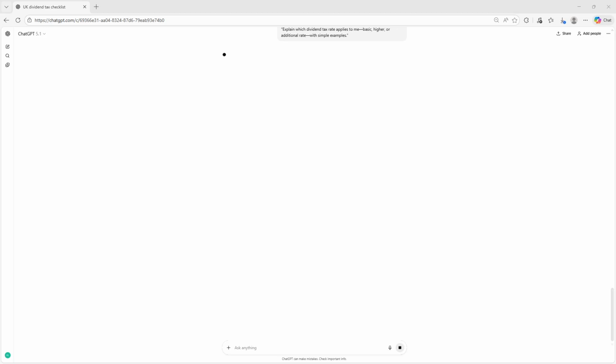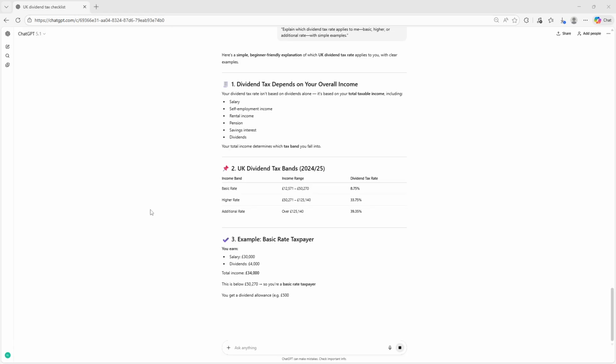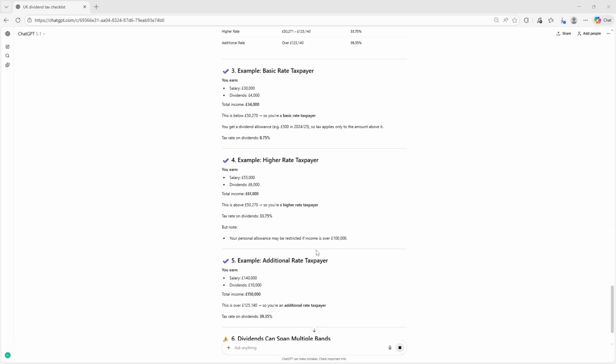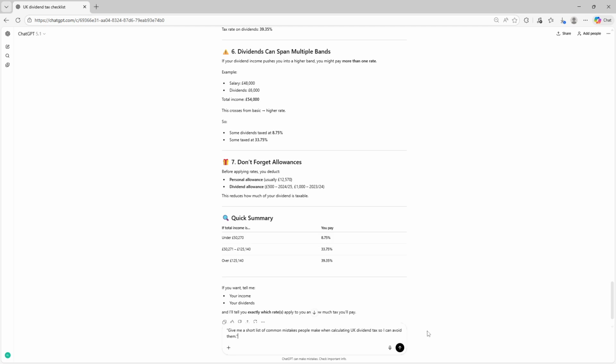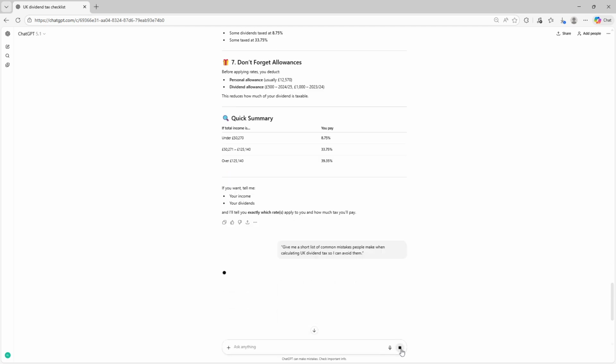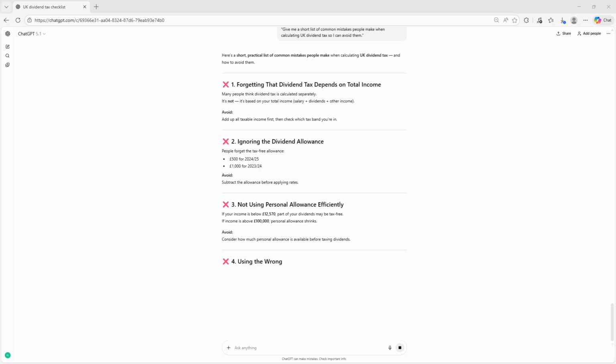Explain which dividend tax rate applies to me, basic, higher, or additional rate, with simple examples. This helps you see exactly how your tax band affects your dividend tax bill. If you want to double check your numbers, use this mistake checklist. Give me a short list of common mistakes people make when calculating UK dividend tax so I can avoid them.